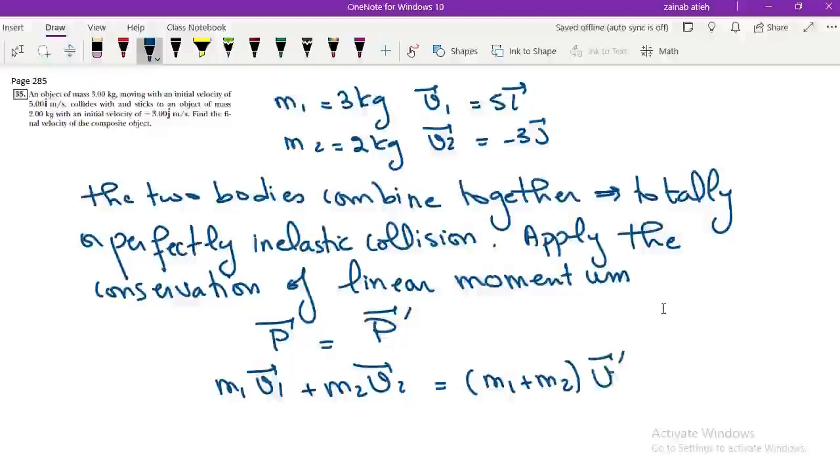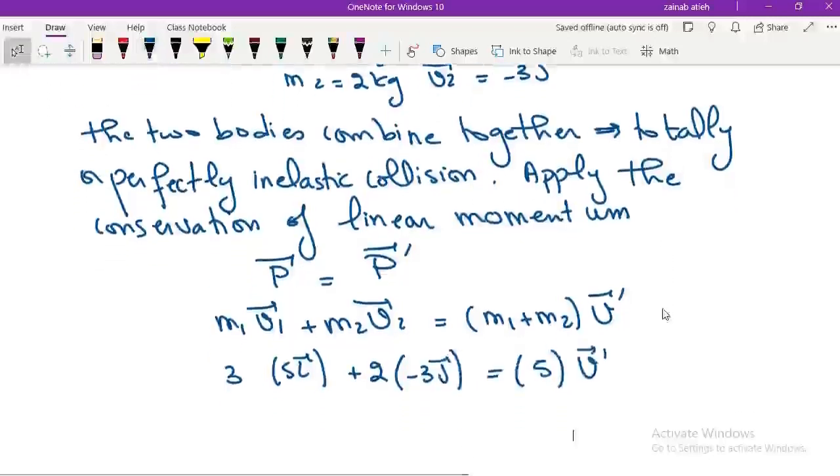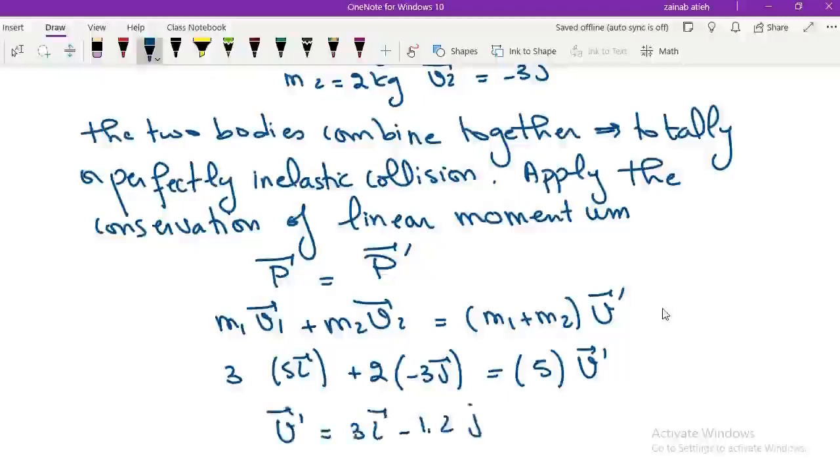I have m1, it's a 3, v1, it's 5i. I don't use algebraic values, I keep them as i and j because I'm working in a plane. So plus m2, it's 2, v2, it's minus 3j. m1 plus m2 is 3 plus 2, I get 5 v prime. So it's obvious that I will divide by 5 to get v prime. It's equal to 3i minus 1.2j. Okay, this is v prime.